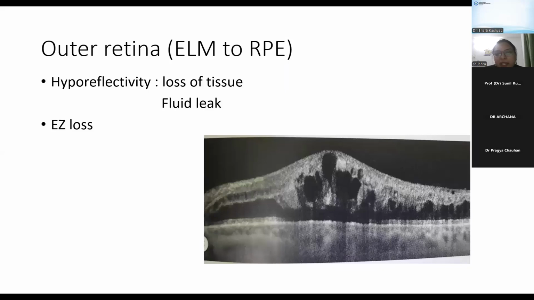Next, coming to the outer retina. What composes the outer retina is from the external limiting membrane to the RPE. So it can be hyporeflective due to loss of tissue or due to fluid, like there can be subretinal fluid or something, or there can be an ellipsoid zone loss. Like in this picture, you can see there is inner retinal edema as well as the ellipsoid zone seems to be lost. Just over the RPE is the ellipsoid zone.